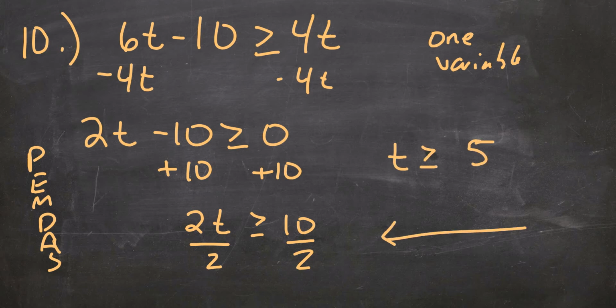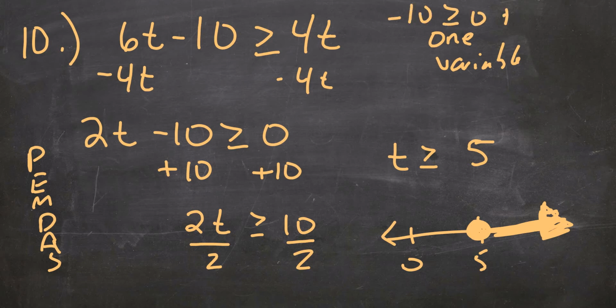I make my number line. I put 5 in the middle. I put 0 on the left. It's a closed circle. And it's pointing to the right, so I shade to the right. So this means that if I plug in 0, it should not work. So I'm going to plug in 0. I get negative 10 is greater than or equal to 0, which is false, which is exactly what I hoped. Okay, then it shouldn't work because I didn't shade that side. Right, that means number 10 is good.